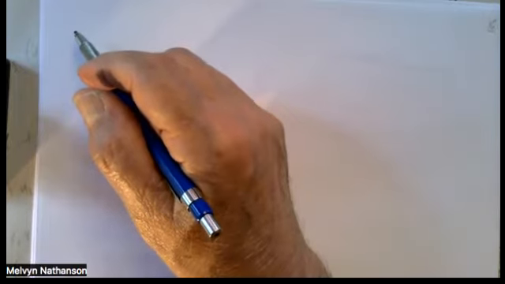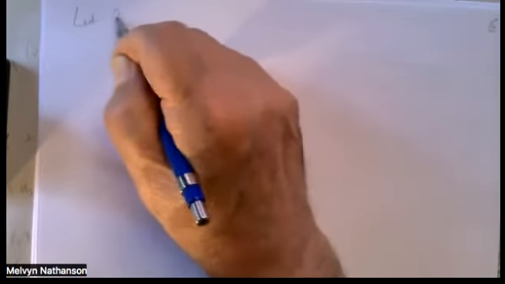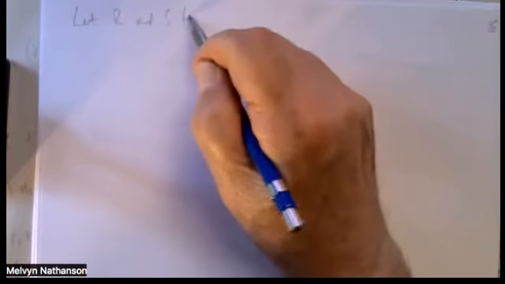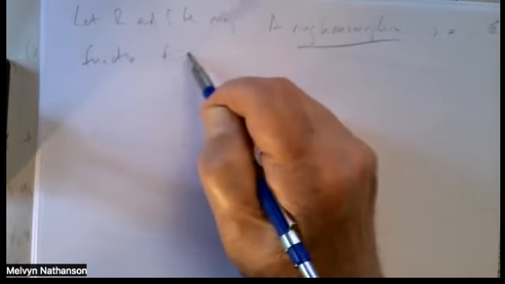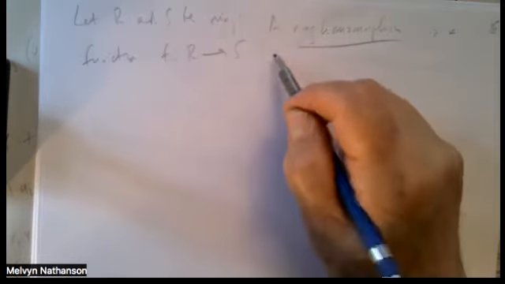So suppose we have two rings, R and S, be rings. A ring homomorphism is a function f from R to S that satisfies the following three properties.